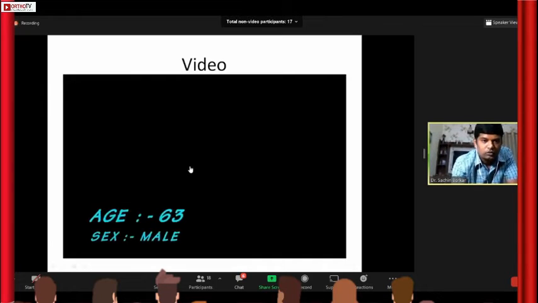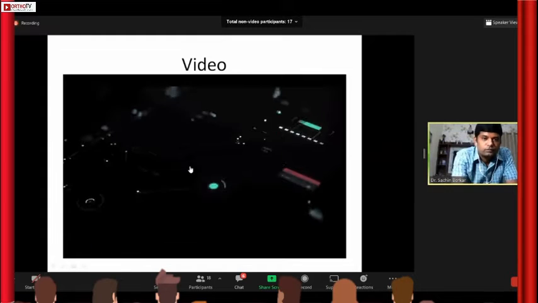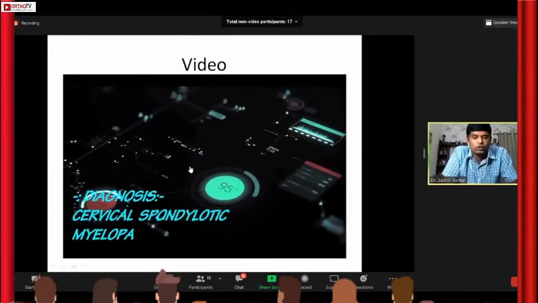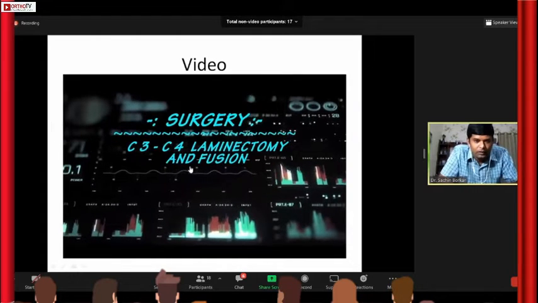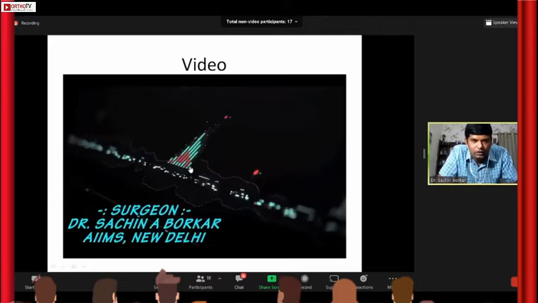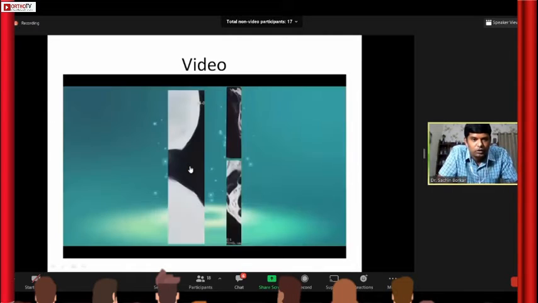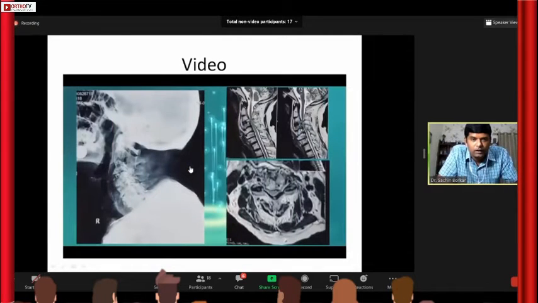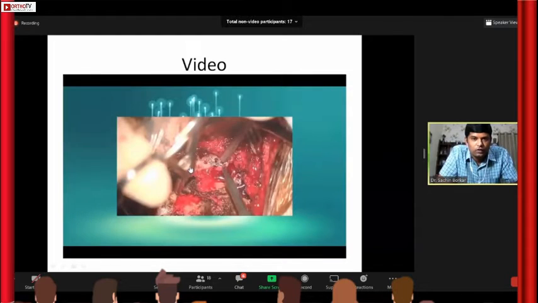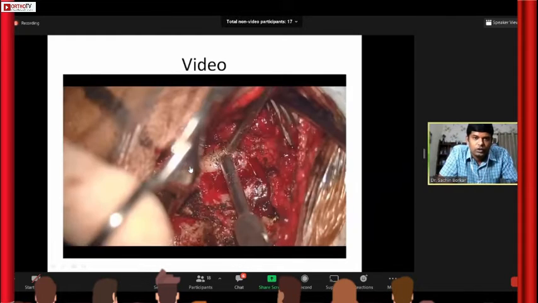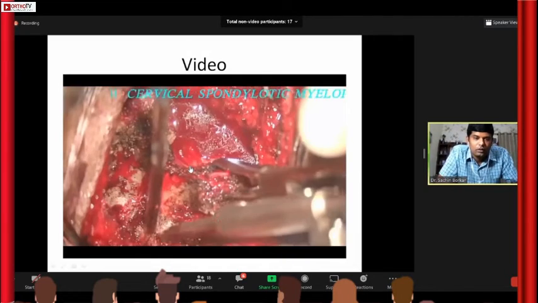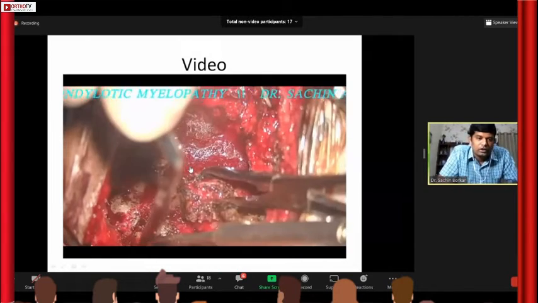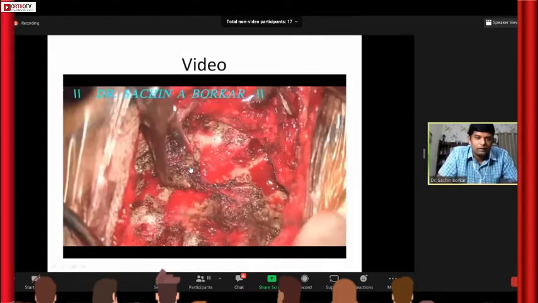So I'll just go through a small video. So this is a 63-year-old male, cervical spondylotic myelopathy. He was operated for a single level C3, C4 ACDF years back, but he has some residual posterior compression also. So we plan to do a C3, C4 laminectomy and fusion. As you can see, this is the block of the bone which we said, and the entry point is 1 millimeter below and medial. And after the starting point, we use a tap.